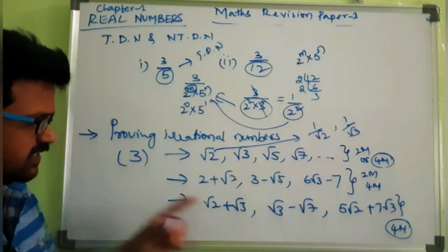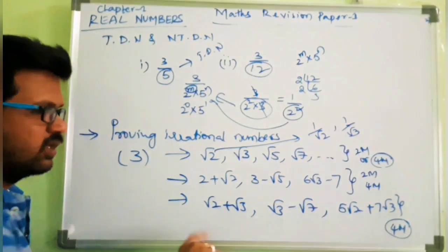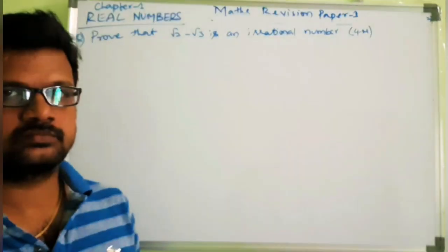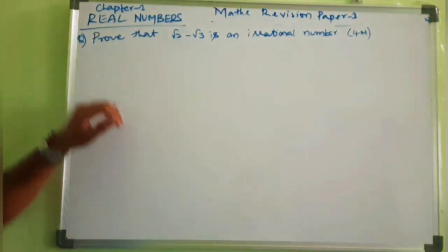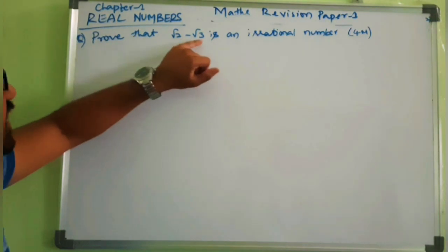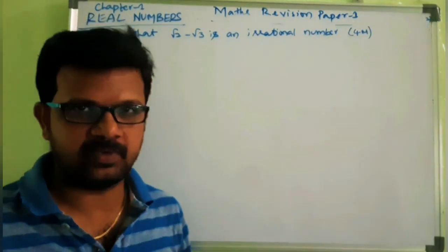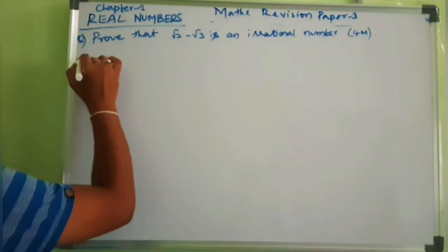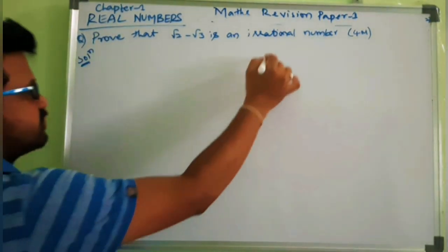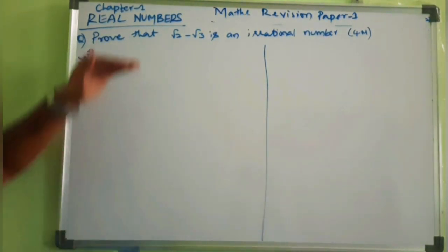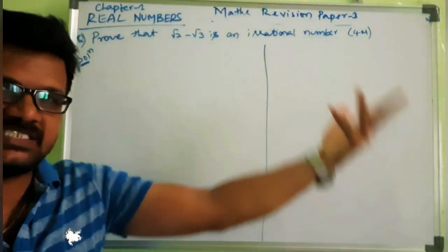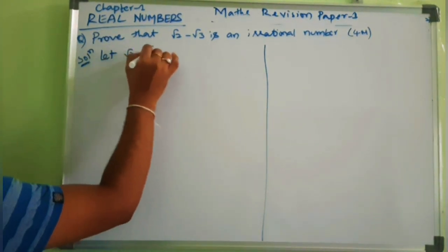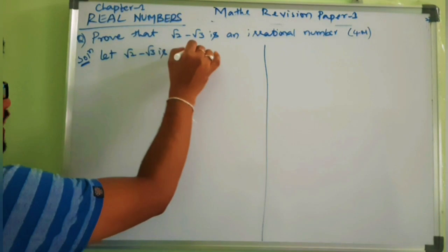I will explain this one, root 2 plus root 3. How to prove root 2 plus root 3 as an irrational number. Take one question: prove that root 2 minus root 3 is an irrational number. 4 marks question. Okay, how to prove this? So do it step by step. Let us take root 2 minus root 3 as a rational number. We assume that, let root 2 minus root 3 be a rational number.